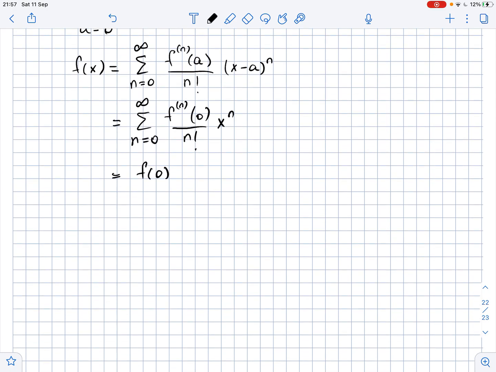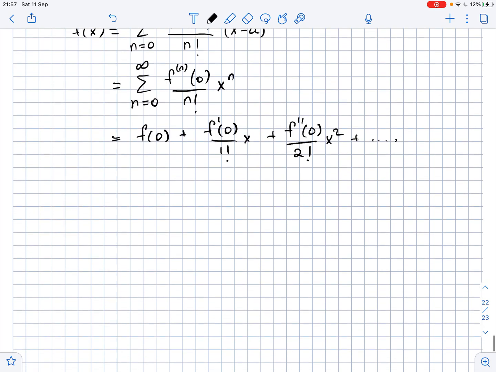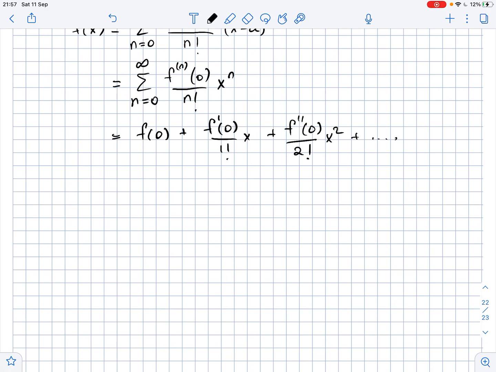If we expand it, it becomes f of 0 plus f prime of 0 over 1 factorial times x plus the second order derivative of f of 0 over 2 factorial times x squared, and so on. So we need to find the values of the derivatives at x equals 0.